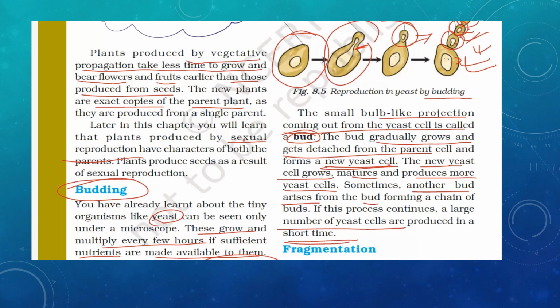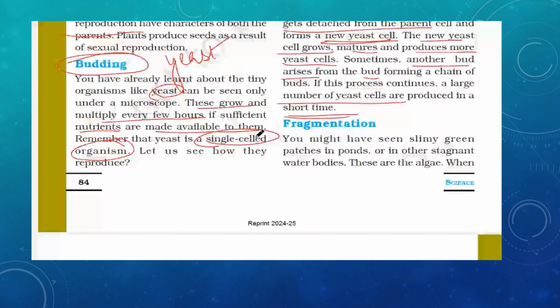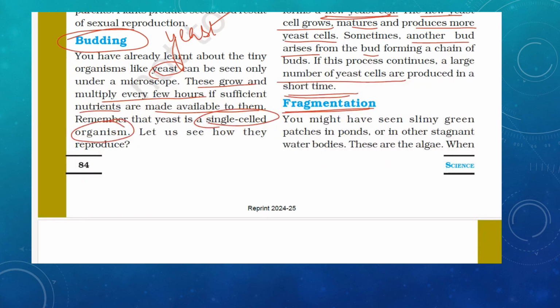So this is called the budding part. Budding in yeast is very important, and this is also a vegetative method of propagation. It is not a sexual method, it is an asexual method of propagation. And in the next part we will be dealing with the fragmentation method. Now we have come here to fragmentation.